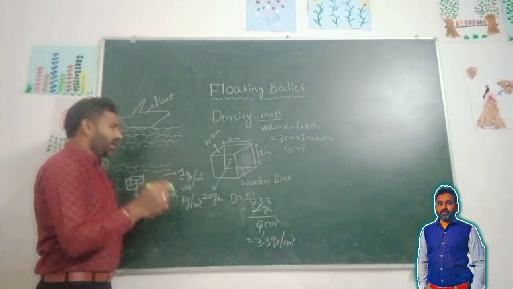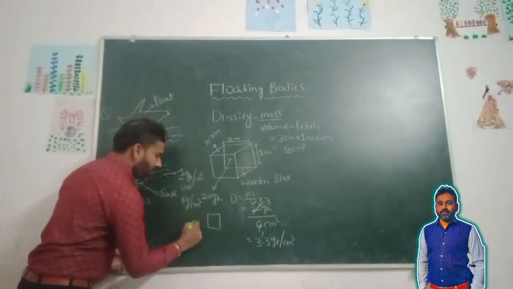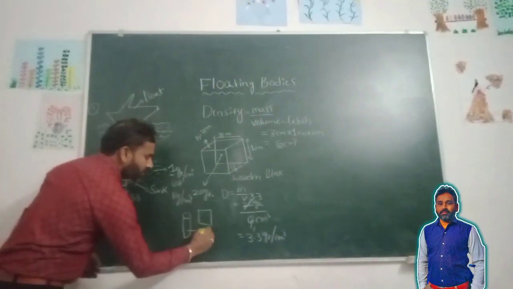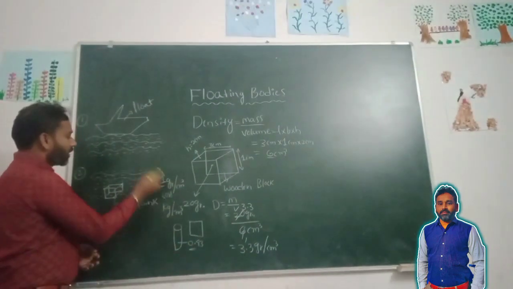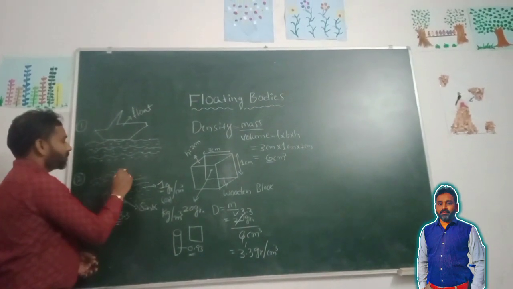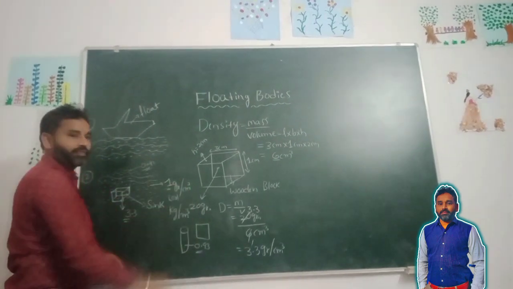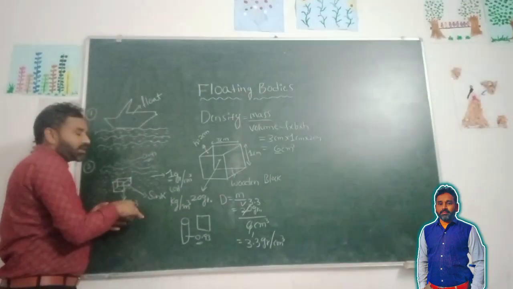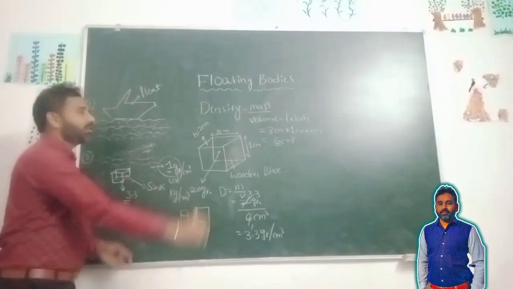For example, take one small ice cube, and one oil like petrol, or any oil. Their density is approximately 0.93, not exactly. When I pour the oil in the water, the oil floats on the water because the density is less, 0.9 like this. So an object having more density sinks in the water, and an object having less density floats on the water, compared with the density of the water.